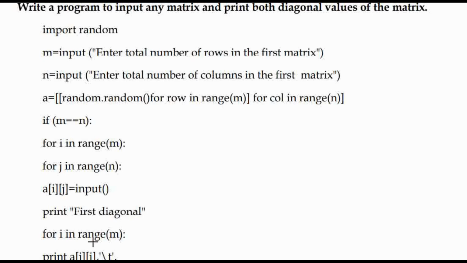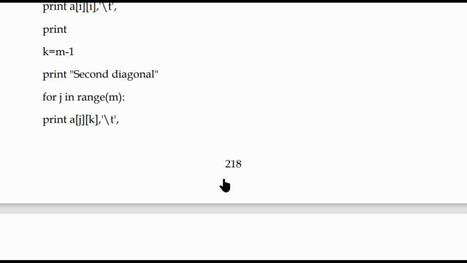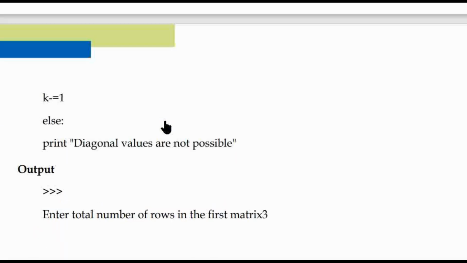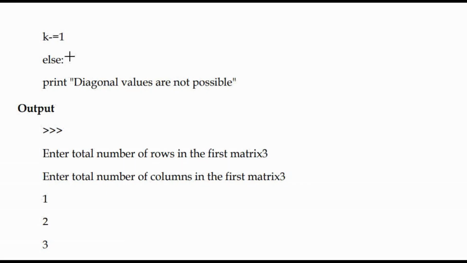So it will print the diagonal. Clear? This is the print statement. K is equal to m minus 1. Print second diagonal. For j in range m, print ajk slash t. K minus equal to 1, else print diagonal values are not possible.